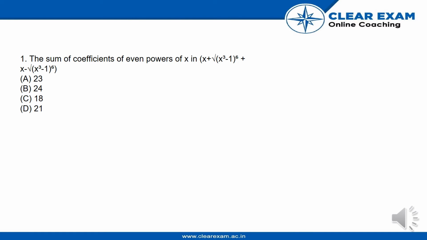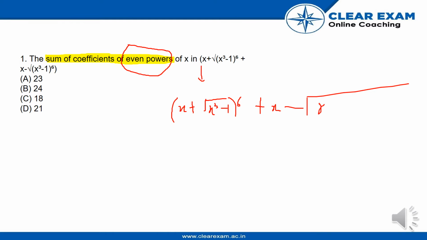We need to find the sum of coefficients of even powers of x in this equation. The even powers are 2, 4, 6, and we need to find the coefficients of these even powers from the given expression: (x + √(x³ − 1))⁶ + (x − √(x³ − 1))⁶. How we will do it, we will see in the next slide.